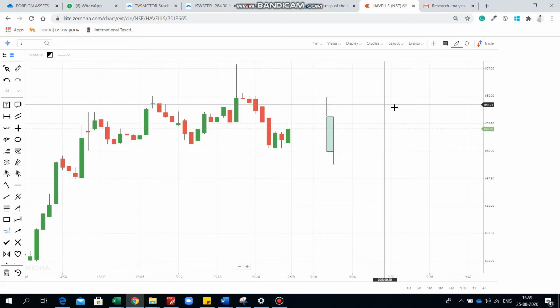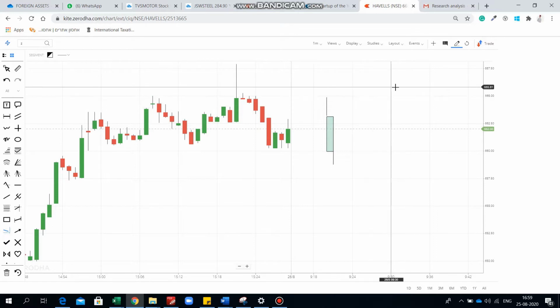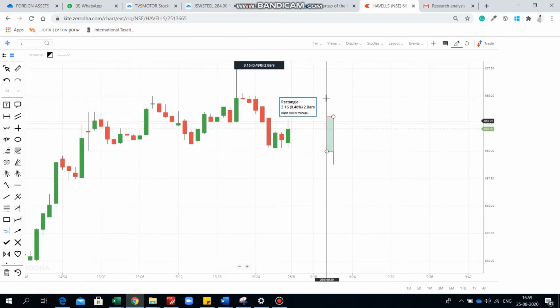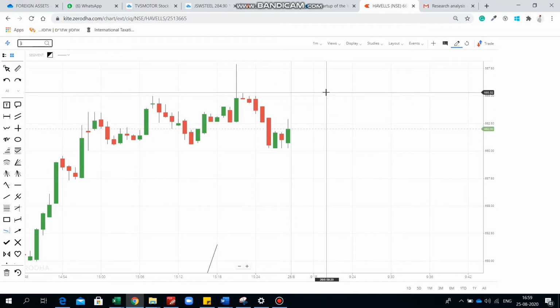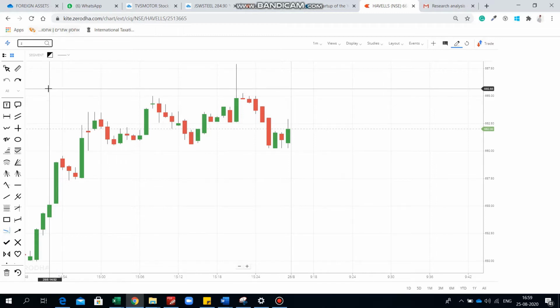Now let's talk about the bearish candle. Bullish candle means when the price moves upside, we say that candle is bullish, or a bullish market. When the prices are going down, we say it is bearish. The red candle is known as a bearish candle. Now we'll see what happens for a red candle.